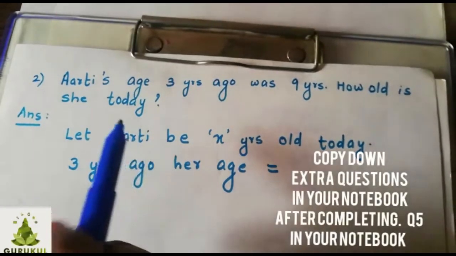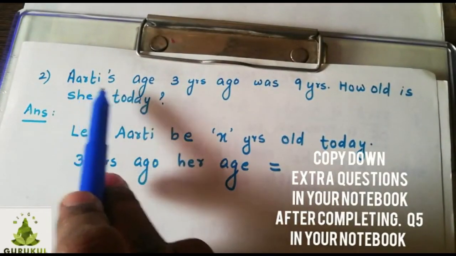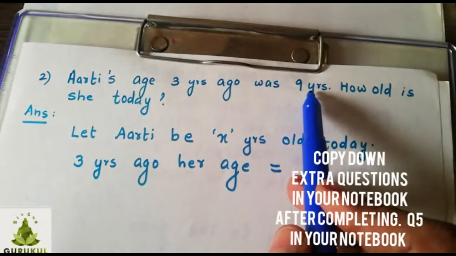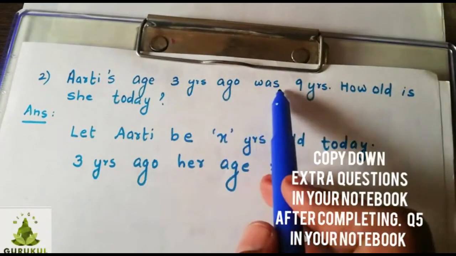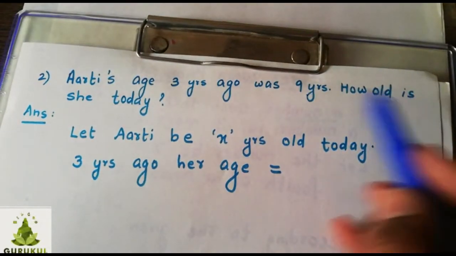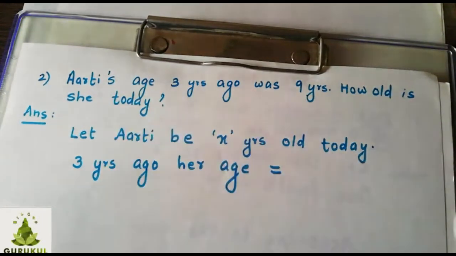Children, read the question carefully. Second one, and write it down in your notebook. Aarti's age 3 years ago was 9 years. 3 years ago her age was 9 years. Now we want to find how old she is today. Her age today is what we have to find out.